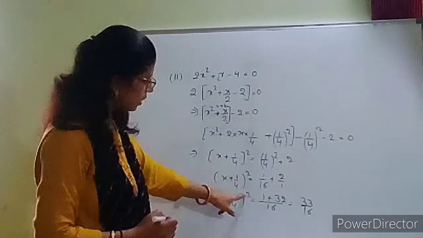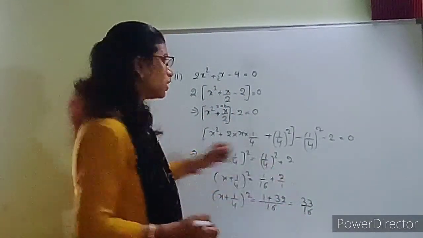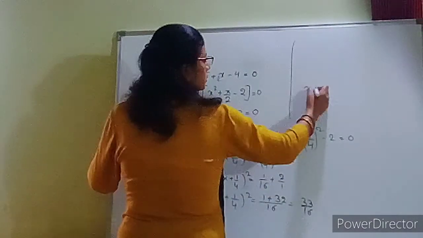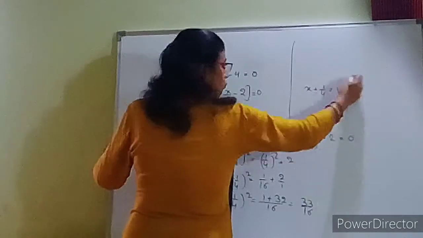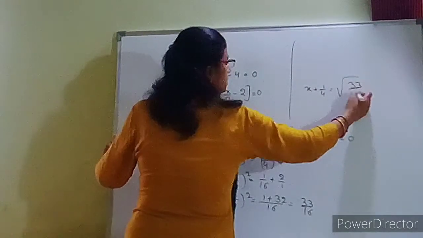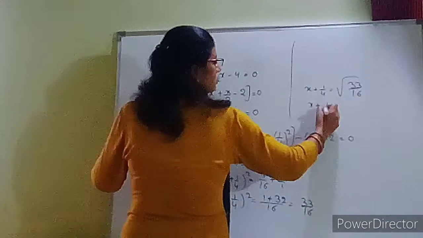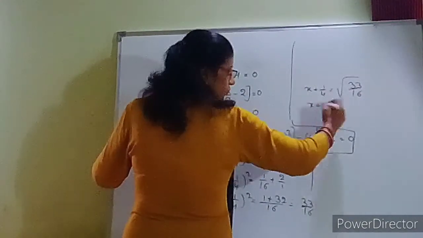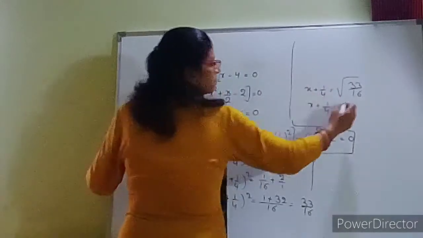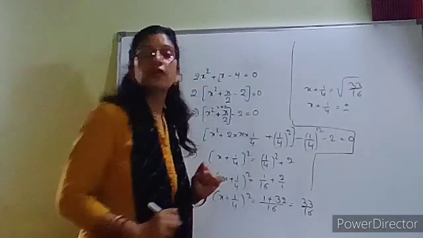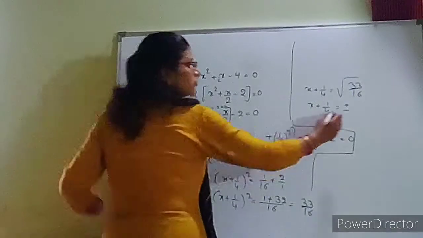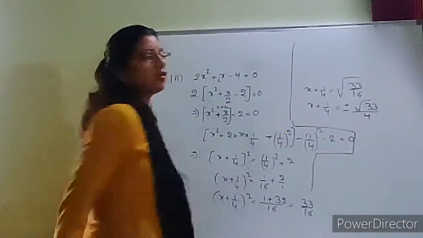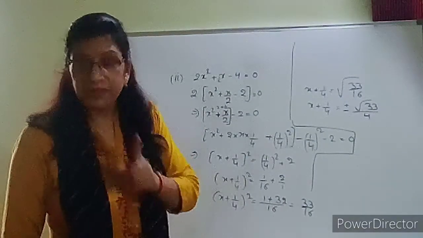Now send the square to this side, it will become a square root. So I am writing here, x plus 1 upon 4 is equal to square root of 33 upon 16. So x plus 1 upon 4 is equal to plus minus the square root. Square root of 33 you will not get, so you write it as it is, and square root of 16 you will get 4, because 4 fours are 16. Okay, but plus minus is compulsory to write.